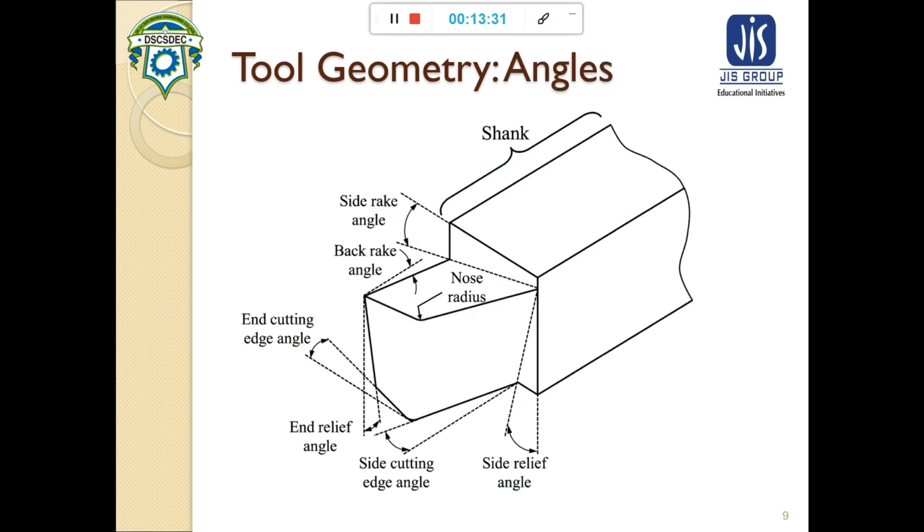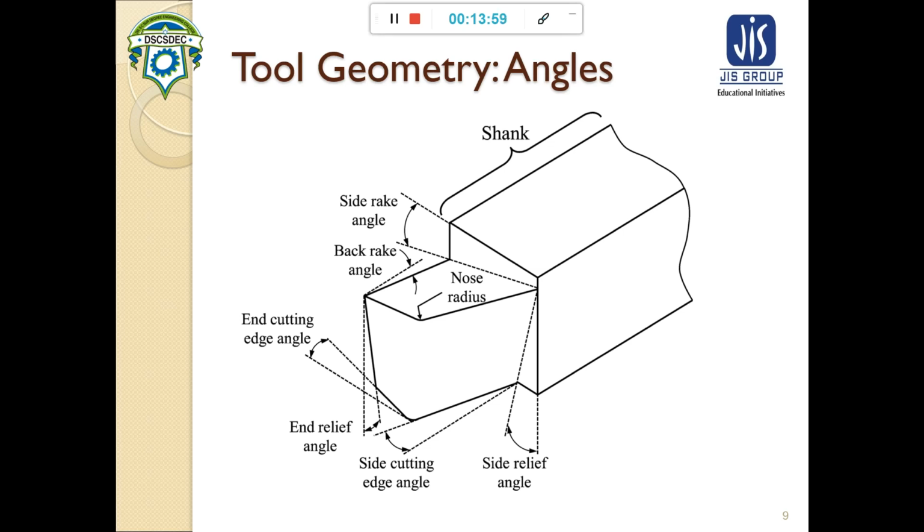Now we will see the tool geometry angles. There are several angles in the tool geometry. First there is rake angle. The rake angle is mainly used for chip flow. Easy flow of chip can be given by the rake angle. There are two types of rake angle: one is side rake angle, one is back rake angle.